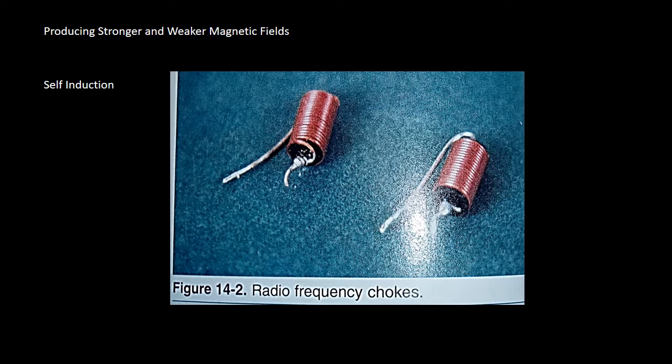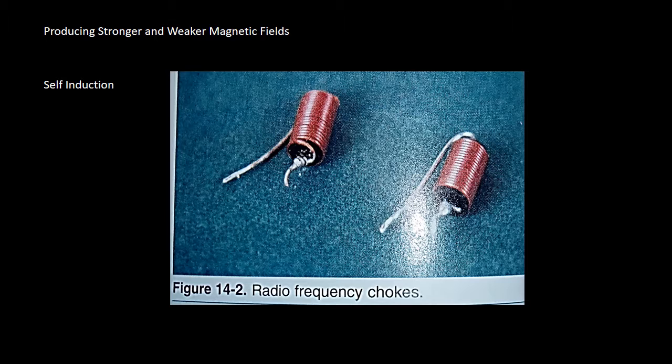Large inductors are most often wound on laminated iron cores. Their inductance is measured in Henrys. Smaller inductors used in circuits that operate at higher frequencies can have powdered iron or air cores. They have inductance measured in millihenries, 1/1000th of a henry, and microhenries, 1/1,000,000th of a henry. Radio frequency chokes using air cores are shown in figure 14-2 on the screen.